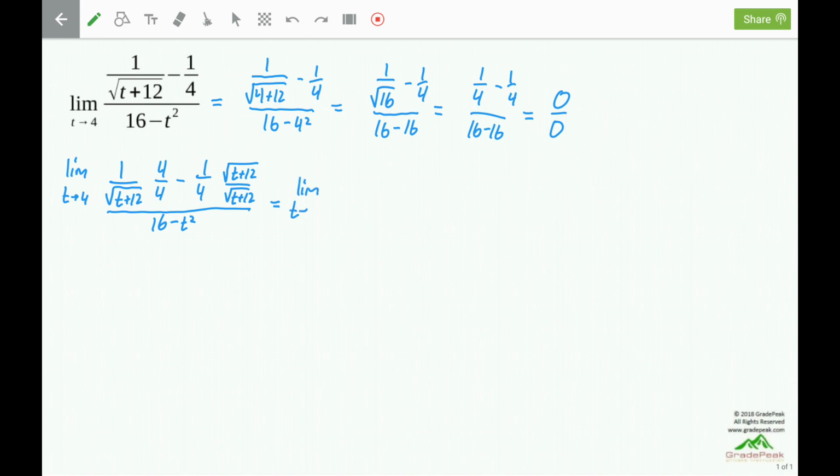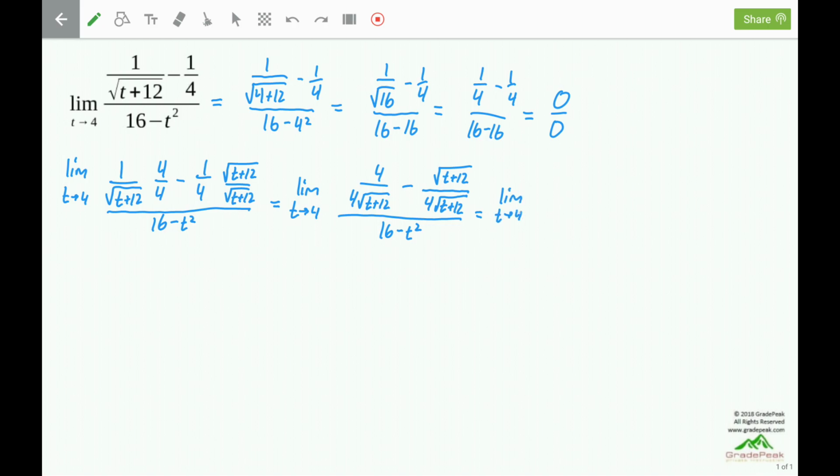This will allow us to add those fractions together all over the same denominator, with 16 minus t squared still below. So we have the limit as t goes to 4 of multiplying fractions. The numerator is multiplied: 4 times 1 is 4, minus, in the numerator, 1 times the square root of t plus 12, and then over the same common denominator, 4 times the square root of t plus 12. All of that divided by 16 minus t squared.